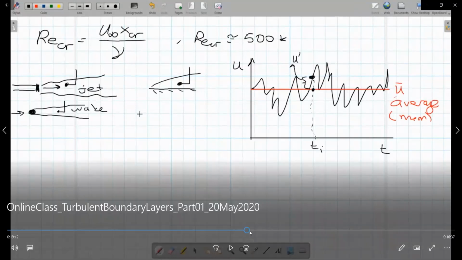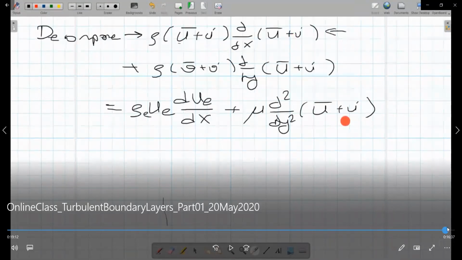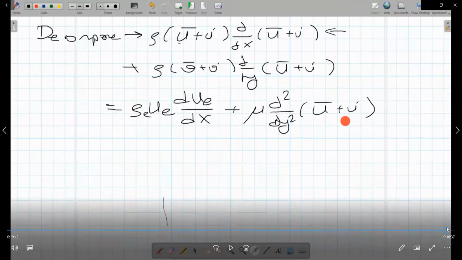So we have reached the end of the video actually. As you can see in this video, we started learning how we handle turbulent flows in terms of what we call Reynolds decomposition, and we will continue from this point. Do you guys have any questions?